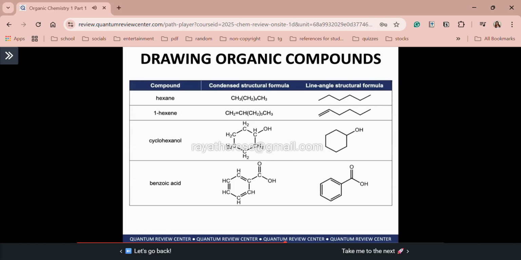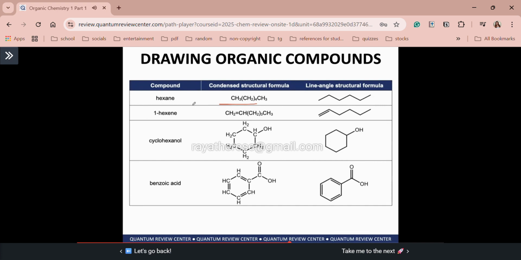For complex compounds, organic compounds in particular, we use the line angle structural formula. So I think somehow you also prefer the line angle structural formula. But class, we have no exemption here. You should also study the condensed structural formula counterpart of your line angle structure. Most of the time in the boards, they alternately use your condensed and line angle structural formulas.